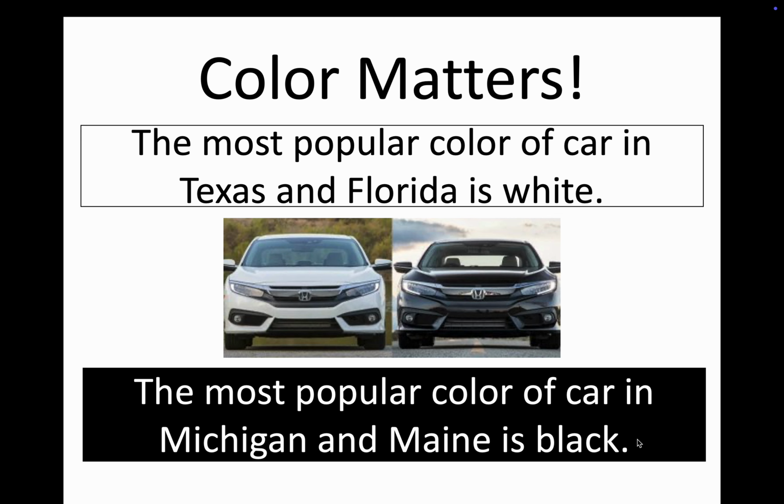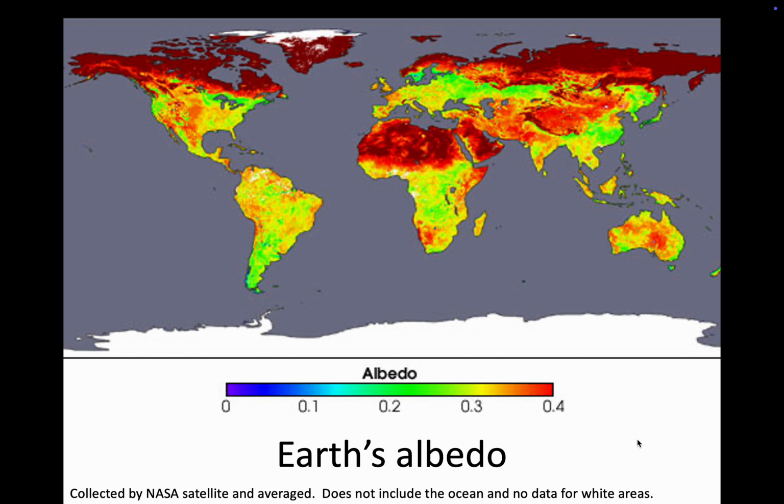So, what does all this mean? Well, if we look at the Earth, take a look at the albedo effect. The albedo effect is gauged by a number 0 through 1, 1 being a high reflection, the highest you can get, and 0 being the highest absorption.